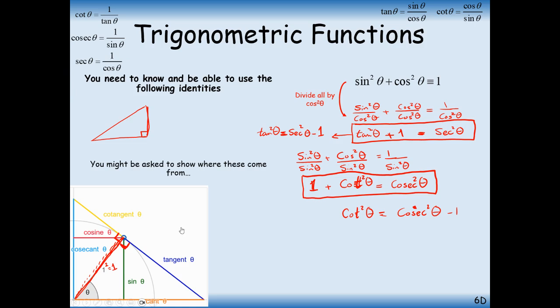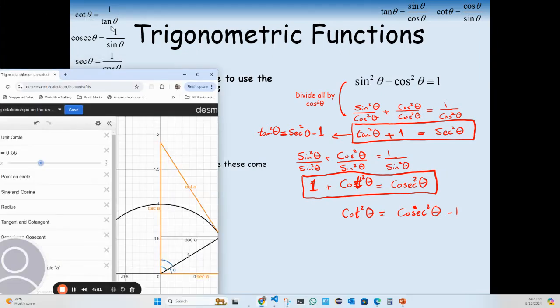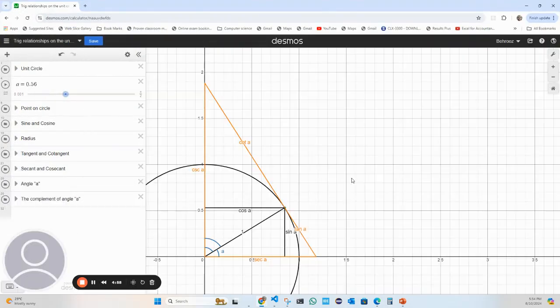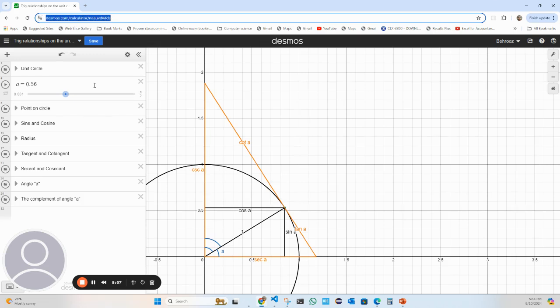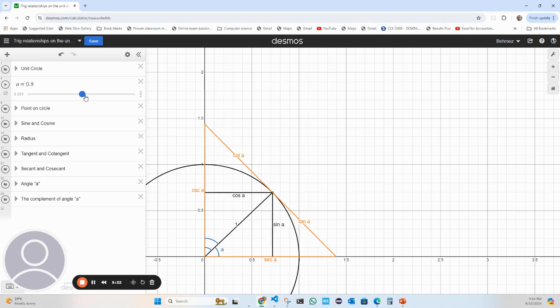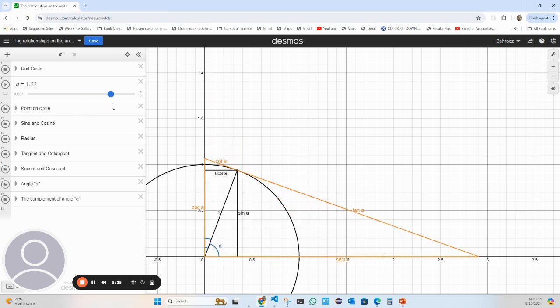Okay, and for fun, you can also have a go and bring up our very famous Desmos graphing calculator, and play around with this graph here, where if you type in this URL, or just type in cotangent, secant, with Desmos, you should be able to find this graph where you can change this slider value, and the angle A is changing.